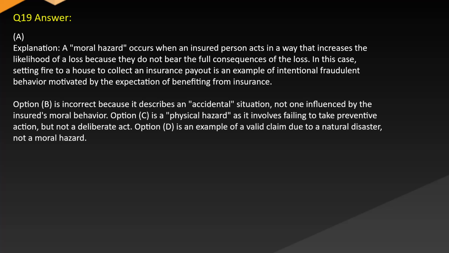Option B is incorrect because it describes an accidental situation, not one influenced by the insured's moral behavior. Option C is a physical hazard as it involves failing to take preventive action, but not a deliberate act. Option D is an example of a valid claim due to a natural disaster, not a moral hazard.